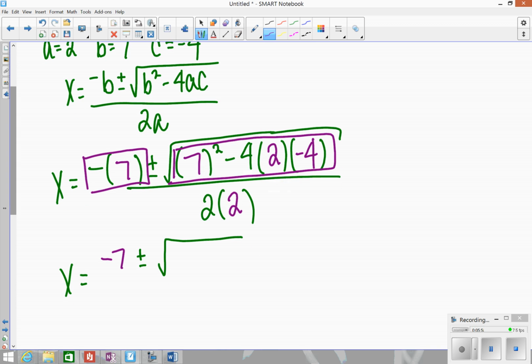And Katie, remember, minus, not a negative. We're not multiplying by -4 times 2 times -4. We're subtracting the product of these. So make sure you're using the minus sign. When you do this, you should be getting 81. And then at the bottom here, when you simplify this, you should be getting 4.